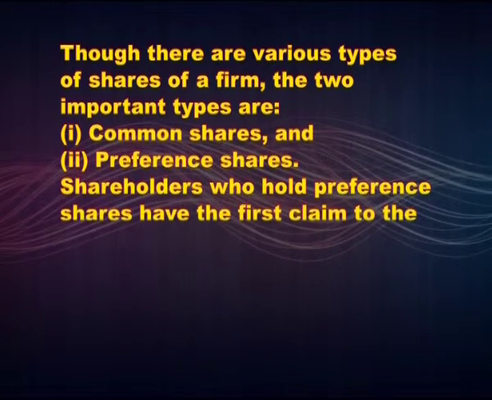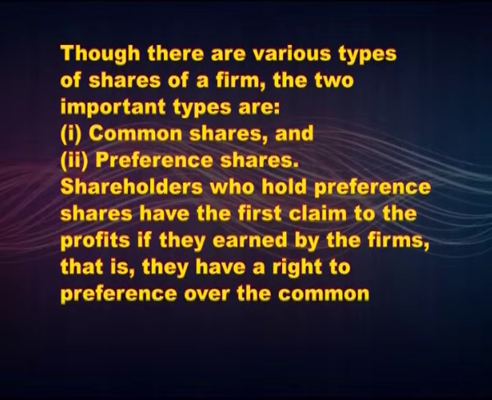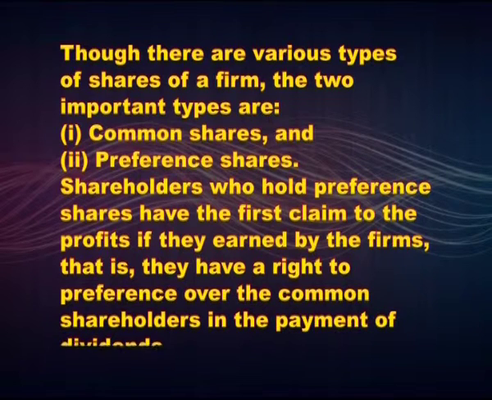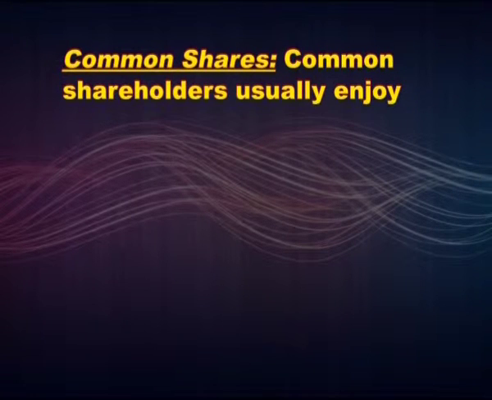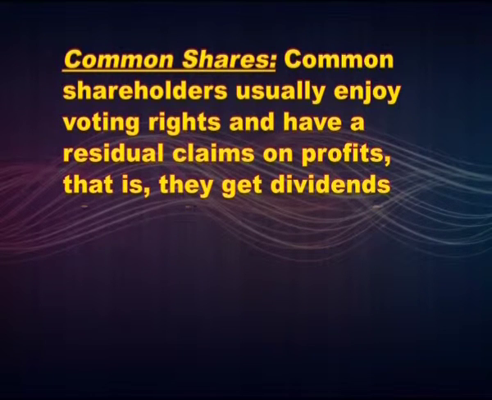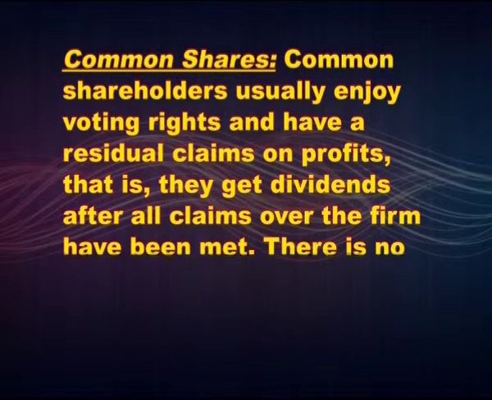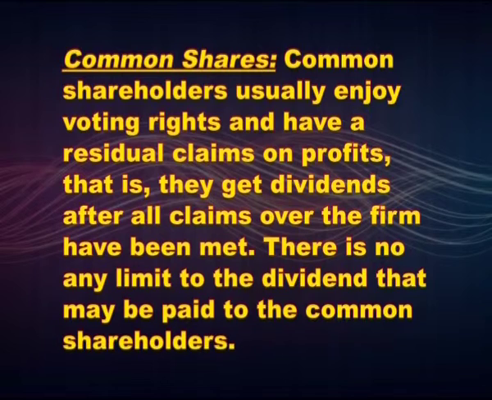Shareholders who hold preference shares have the first claim to the profit earned by the firm, that is, they have a right to preference over the common shareholders in the payment of dividends. But the maximum rate of dividend to be paid to the preference shareholders is fixed. Common shares: common shareholders usually enjoy voting rights and have a residual claim on profits, that is, they get dividends after all claims over the firm have been met. There is no limit to the dividend that may be paid to the common shareholders.